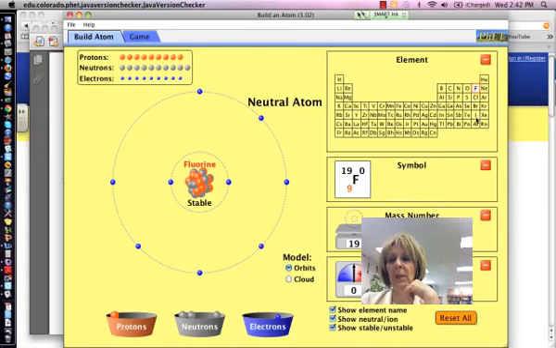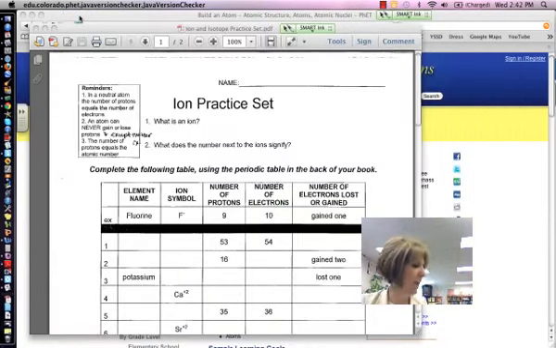But when fluorine becomes an ion, as all of these atoms in this column do, they like to be a -1 charge. So to be a -1 charge, I would need to add an extra electron to make the fluoride ion, which is -1. All right? So let's take a look at the worksheet that you did for homework yesterday, and let's take a look at some of these things.